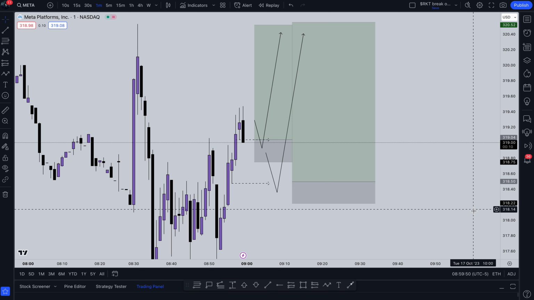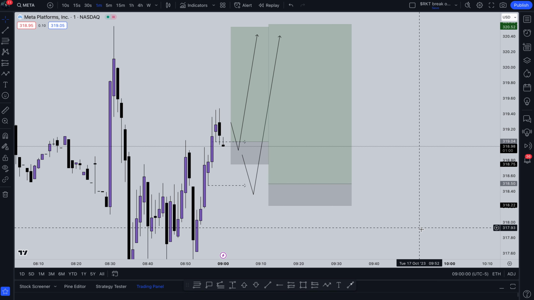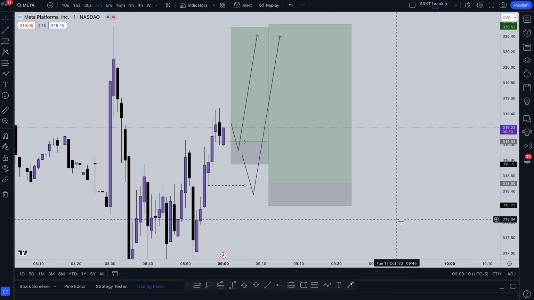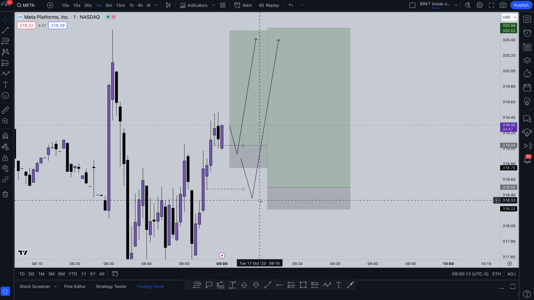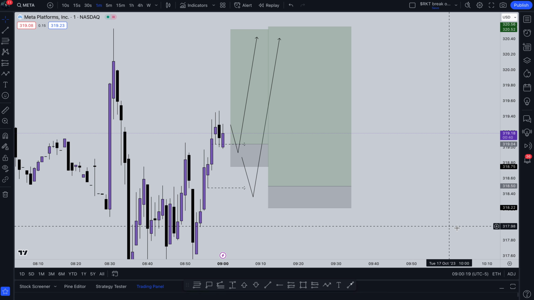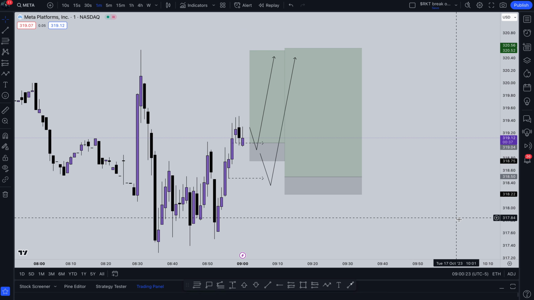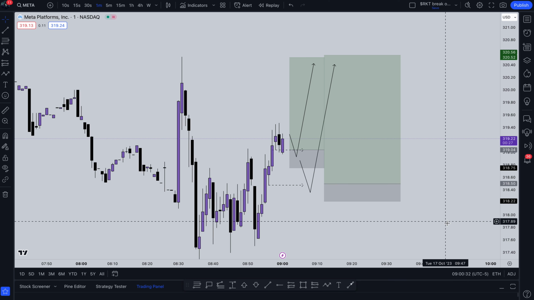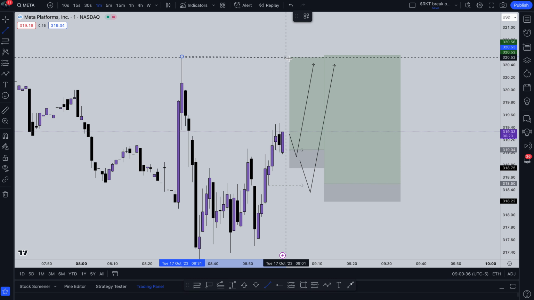All right, so first area of entry right here, just gonna place two calls, nothing crazy. So we'll see if this is gonna deliver or if price needs to come down here to deliver. But nonetheless, my bias is bullish. And then I'll set target right here.